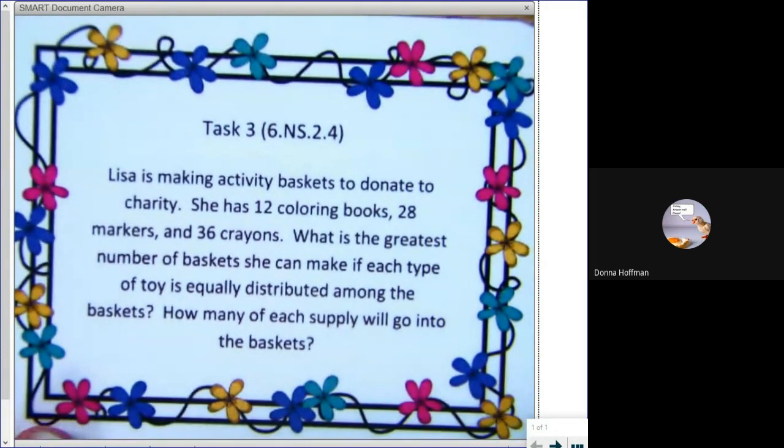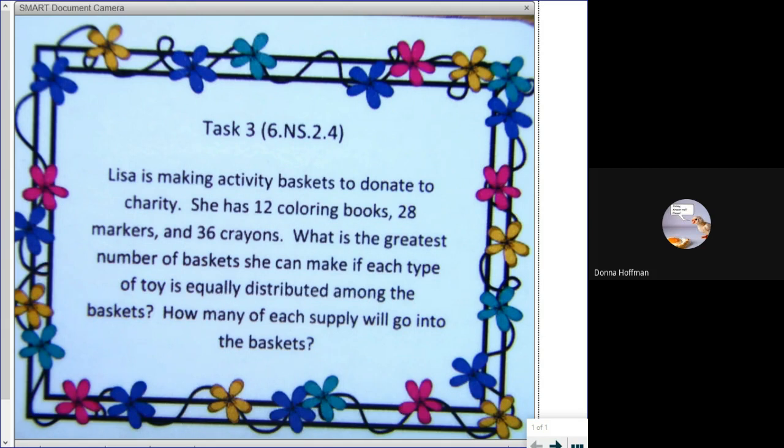Lisa is making activity baskets to donate to charity. She has 12 coloring books, 28 markers, and 36 crayons. What's the greatest number of baskets that she can make if each type of toy is equally distributed among the baskets? Okay, now here's that secondary question. How many of each supply will go into each basket?